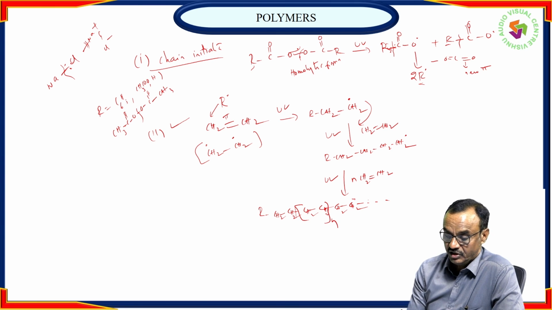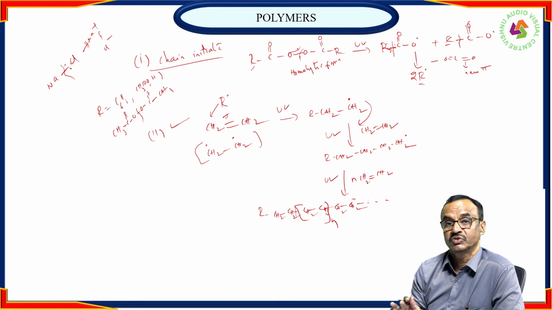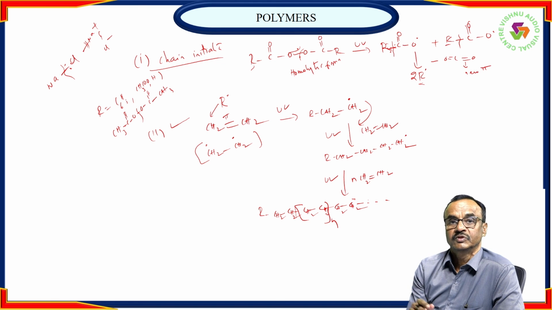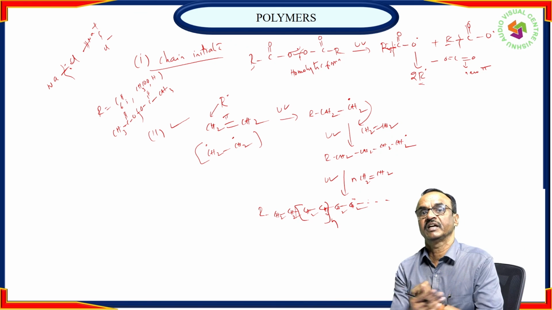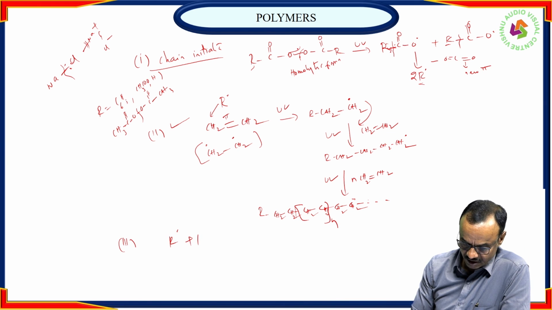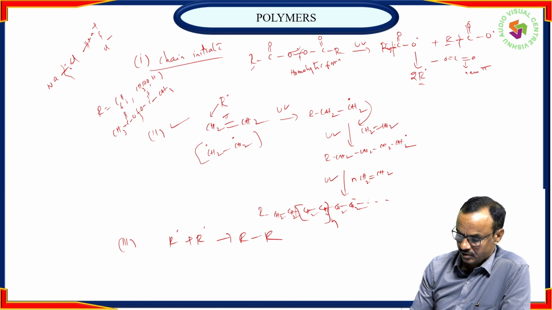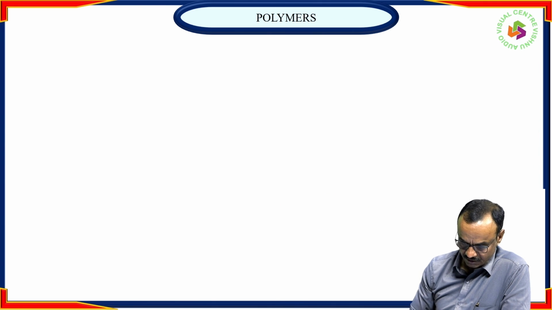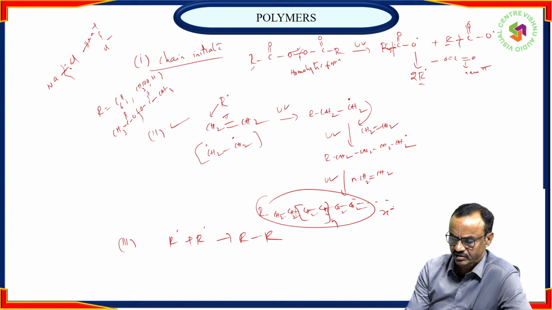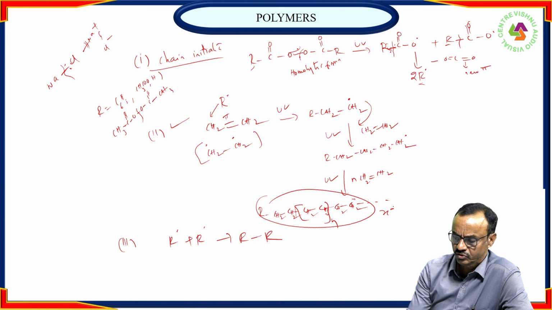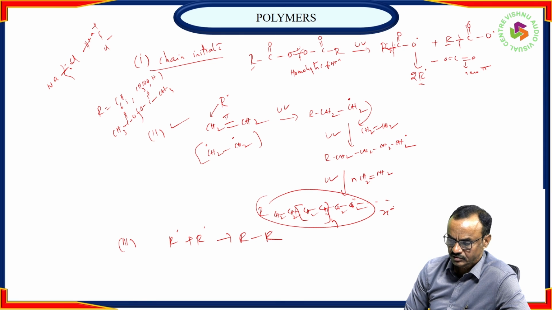Last step, you stop supplying UV light. If you don't want to increase chain length, just stop supplying UV light. In absence of UV light, all free radicals will get combined. R dot plus R dot, R. You can write this for your practice. How many are there? 1, 2, 3 monomers are there. You can write 3 monomers.